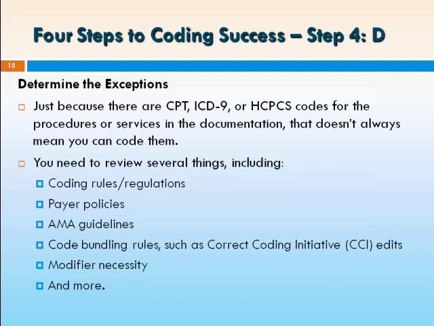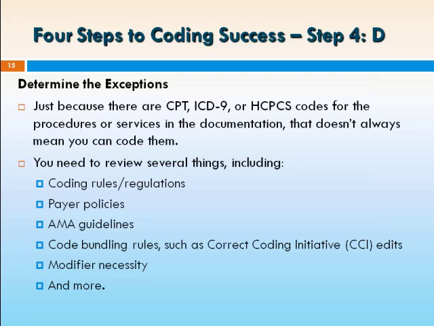On slide 15, here's the last step in the READ process. It's D, determine the exceptions. Now, there are always going to be payer regulations and other exceptions that may prevent you from reporting the CPT and HCPCS and ICD-9 codes that you've come up with when you've gone through the first 3 steps of this READ process. After you've gone through those first 3 steps of reviewing the documentation, choosing your procedure codes, and choosing your diagnosis codes to identify the reason for the procedure, you need to check all the rules that are out there.